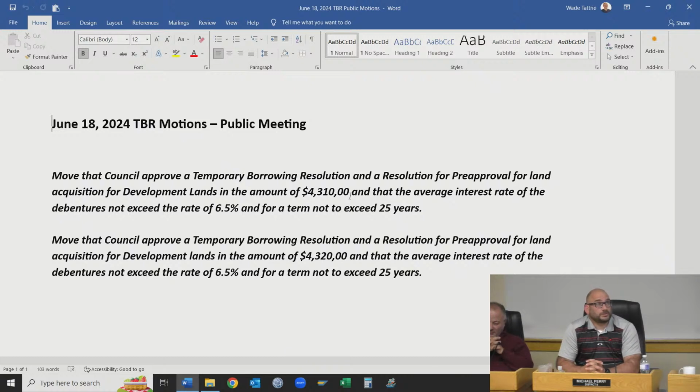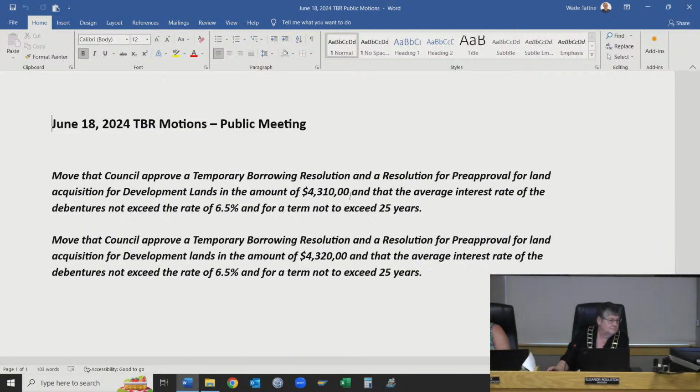I move the council approve a temporary borrowing resolution and resolution for pre-approval for land acquisition for the development of lands in the amount of $4,320,000, that the average interest rate of the debenture not exceed the rate of 6.5% for a term not to exceed 25 years. Seconded by Councillor Mitchell. Any discussion on the motion? Question's been called. And the motion is passed by a vote of 9-1, with Councillor Rhino voting nay.